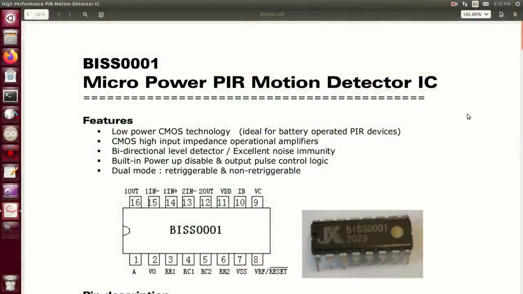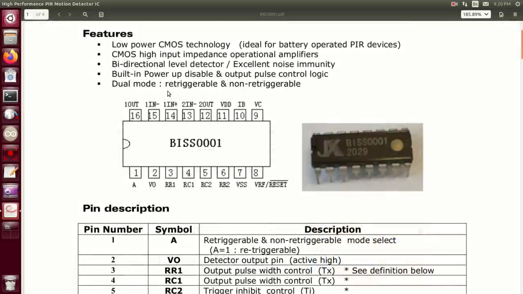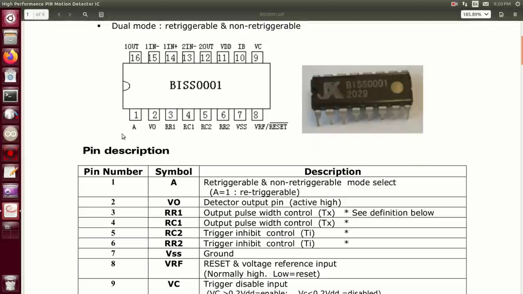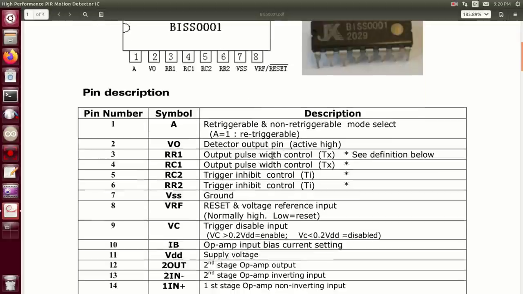BISS0001 micropower PIR motion detector IC. Low power CMOS. It's got dual modes, retriggerable and non-retriggerable. This particular one doesn't have any kind of a switch on it, so it just does what it does. So pin 1 switches that, okay. The output is on pin 2. There's some pulse width controls.